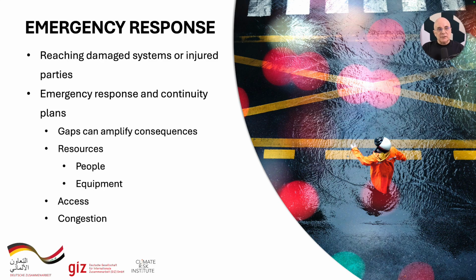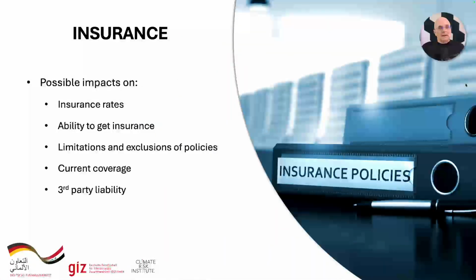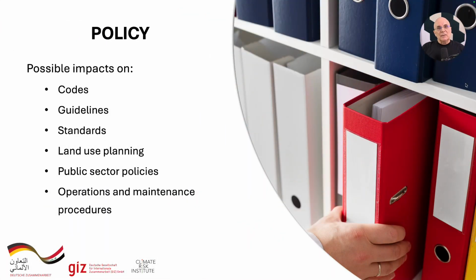Gaps can amplify consequences. We consider the resources we have, the people and the equipment, our access and potential congestion during an event. Are there a lot of different emergency response organizations trying to reach the same spot at the same time? Insurance. We need to consider, are there possible impacts on our insurance rates, our ability to get insurance, potentially limitations and exclusions in our policies, what our current policies actually cover, and any potential third-party liabilities we may encounter. And how does our policy reflect in the risk profile?